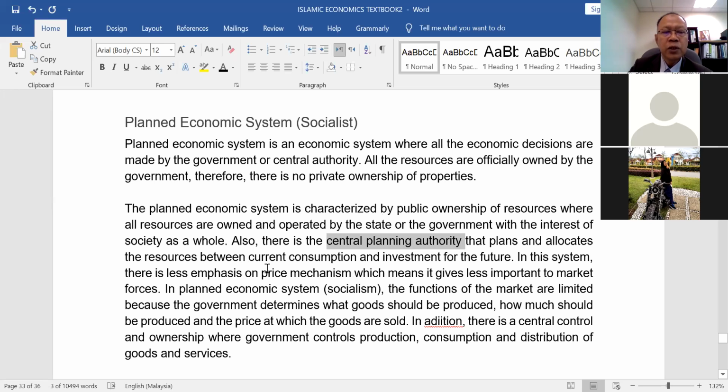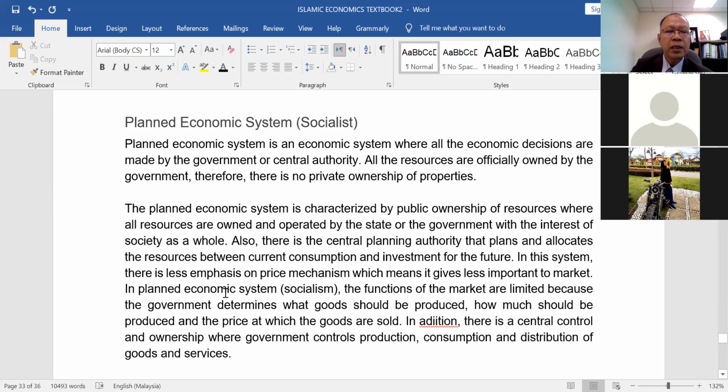that plans and allocates the resources between current consumption and investment for the future. In this socialist system, there is less emphasis on price mechanism, which means that it gives less importance to the market. So market is not very important in the socialist system. In the planned economic system or socialism, the functions of the market are limited because the government controls and determines what goods should be produced, how much should be produced, and the price at which goods are produced. In addition, there is a central control and ownership where government controls how much to produce, what to consume, and how the goods and services are distributed to the people. And usually the distribution is according to the needs of the people.